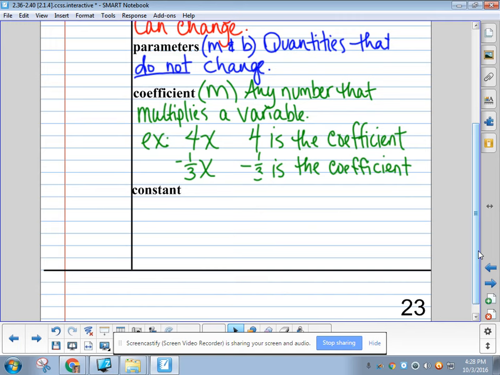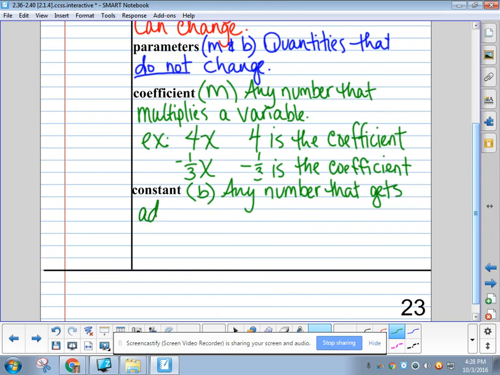And then last, we have constant. In the case of y equals mx plus b, our constant is b. So a constant is any number that gets added one time. Notice there is no variable in this term. It is just the number.